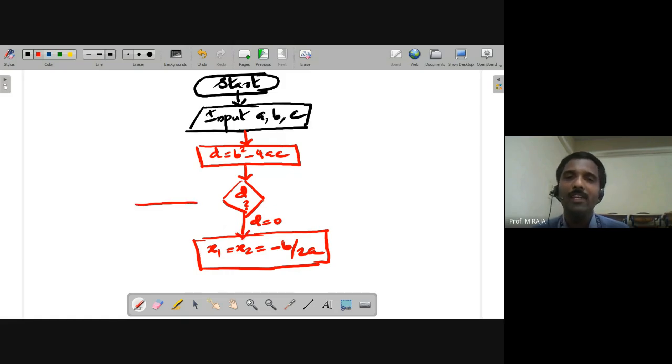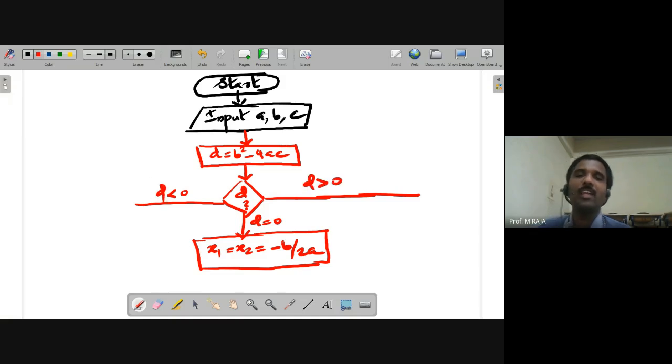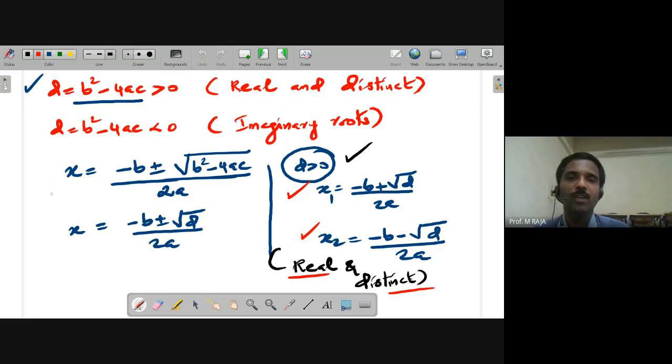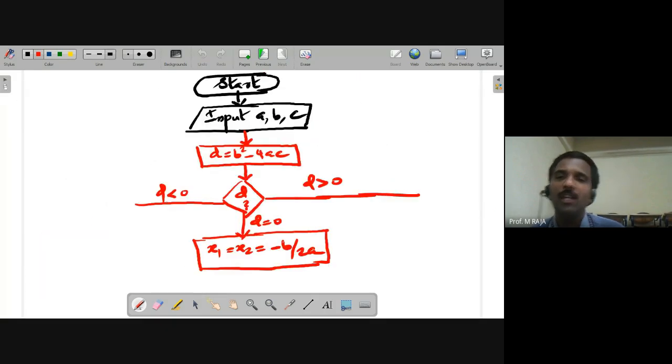Here I write when d is less than 0, and one more flow when d is greater than 0, or write as it is, d less than 0 and d greater than 0. First, when d is greater than 0, we have the two roots. x1 is equal to minus b plus square root of d by 2a, and x2 is equal to minus b minus square root of d by 2a. Roots are real and distinct, two distinct real roots that can be returned here.